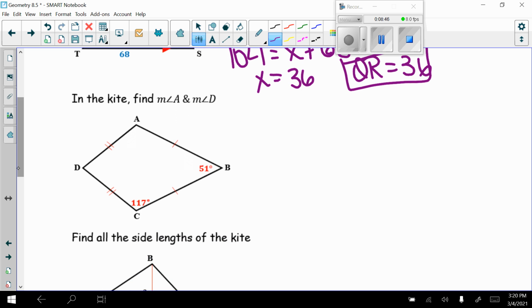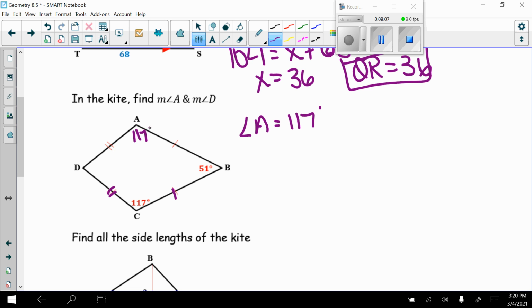Our next example, in the kite, find the measure of angle A and the measure of angle D. Remember that in a kite, I have one pair of opposite angles that are congruent, and those are the angles that are between the 2 non-congruent sides. So I know right off the bat angle A is 117 degrees as well.